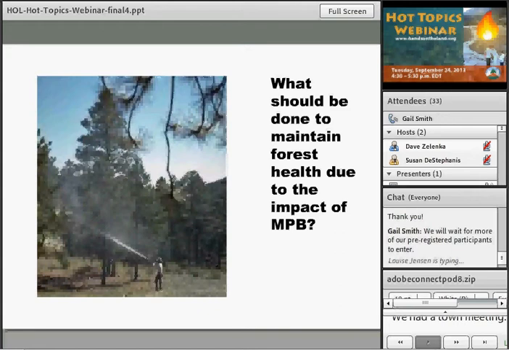What were the costs? Should we clear cut the forest? Should we spray the forest?